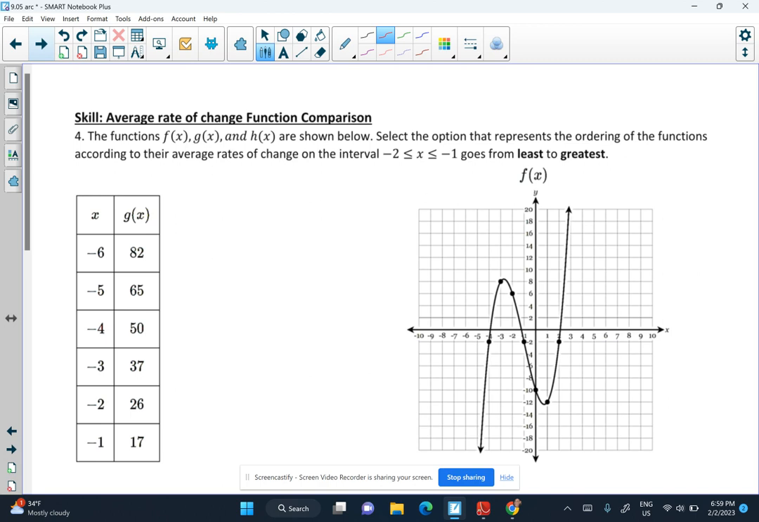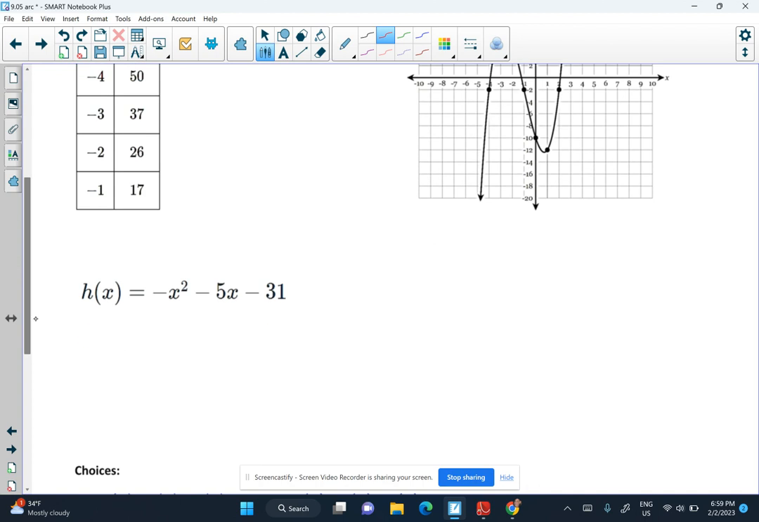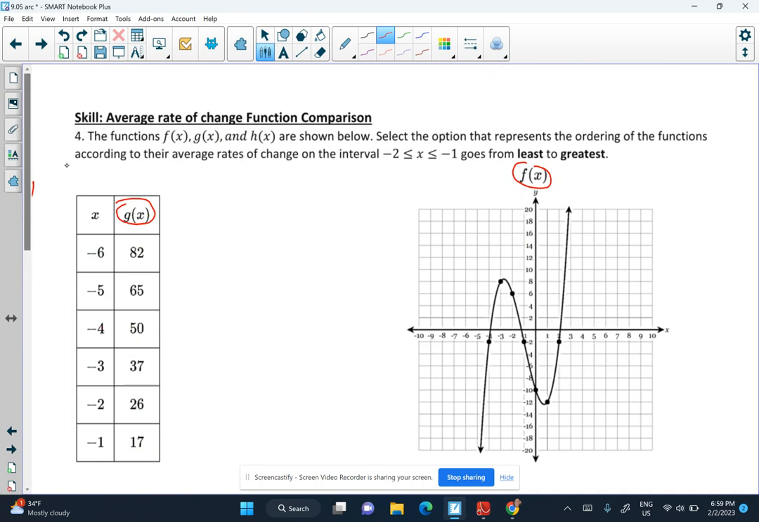Problem 4. This is a very common problem on the Regents. What they want you to do is evaluate 3 different functions: g of x, f of x, and h of x. And they're asking you to evaluate it on the interval from negative 2 to negative 1, and then to arrange it, order it from least to greatest, from smallest to largest. Okay, so again, we're looking at negative 2 to negative 1. So we're going to start with g of x.